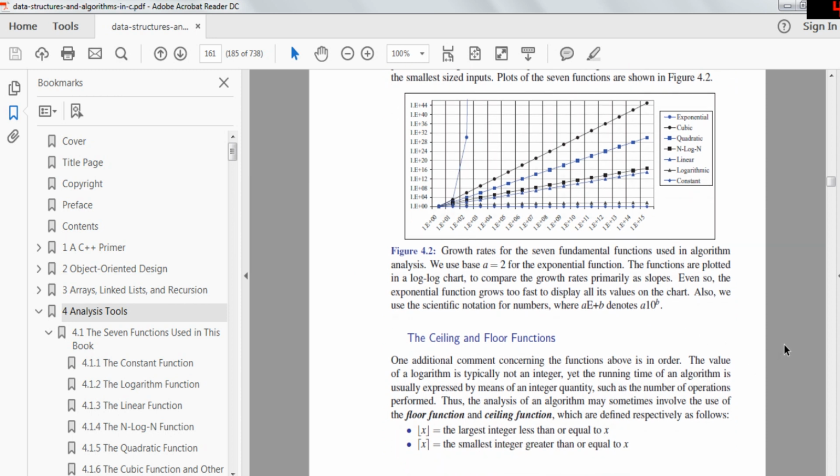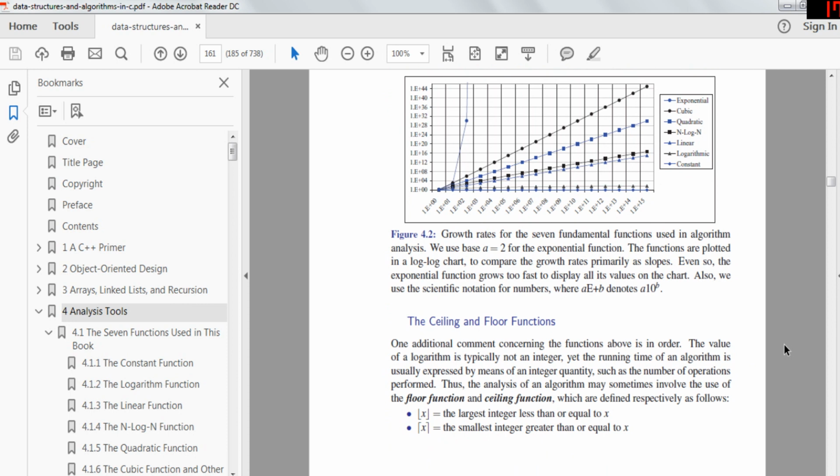Alright, now we're going to talk about floor and ceiling. The value of a logarithm is typically not an integer, yet the running time of an algorithm is usually expressed by means of an integer quantity, such as the number of operations performed. The analysis of an algorithm may sometimes involve the use of a floor function and a ceiling function, which are defined respectively as follows. Here's the floor function, the largest integer less than or equal to x. So if you have 3.14, the floor would be 3. You're just rounding downwards.